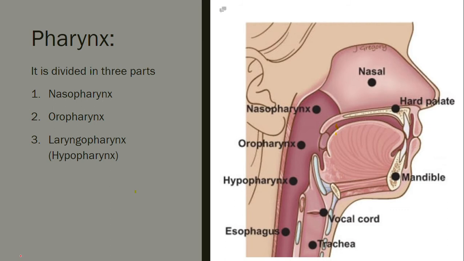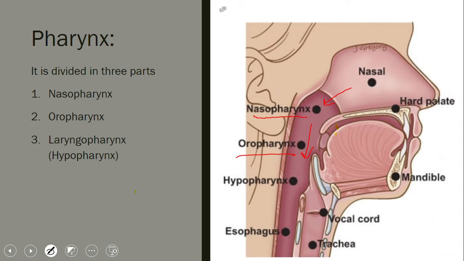As you have seen, this is the nasal cavity. It's leading into the pharynx. For our easier study, this pharynx has been divided into three parts. The first part, from the nasal cavity, leads into the chamber which is the nasopharynx. This nasopharynx is the uppermost part. That leads into the second part, which is the oropharynx. Oropharynx is the common passage for food and air.